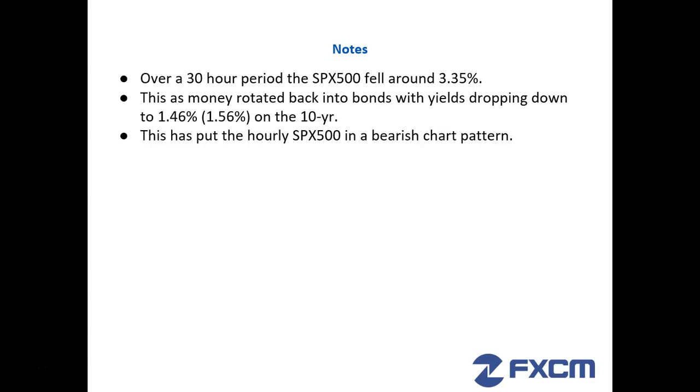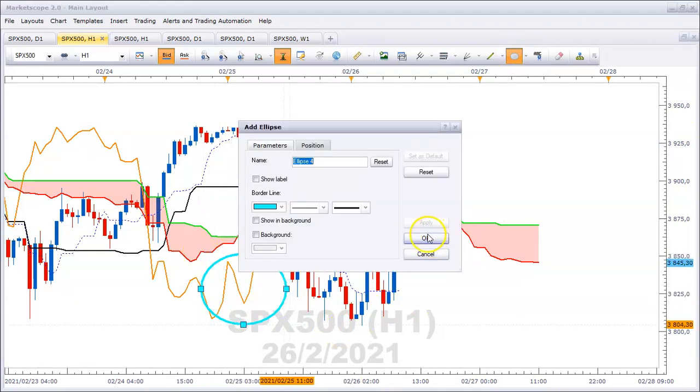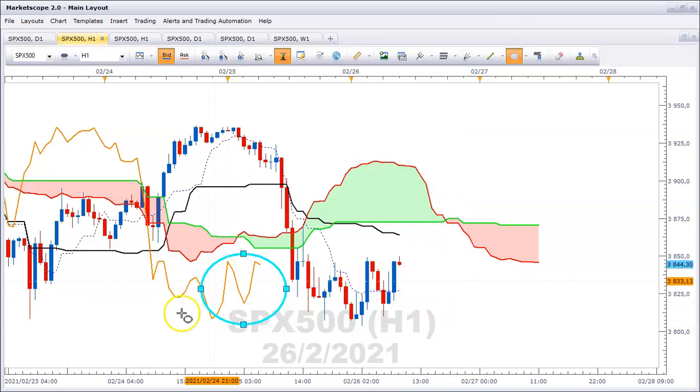Let's take a look at the hourly Ichimoku. I want to just draw your attention to the fact that the lagging line is below price and below cloud. And that in effect is indicative of a downwards momentum. We can also see that the forward cloud has twisted and is pink in color.